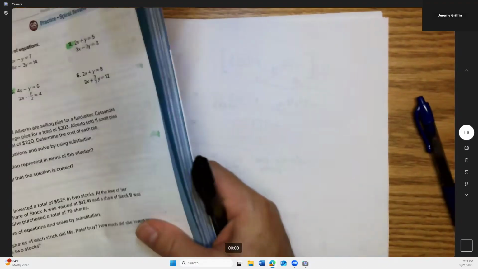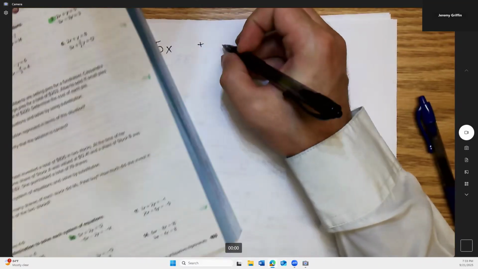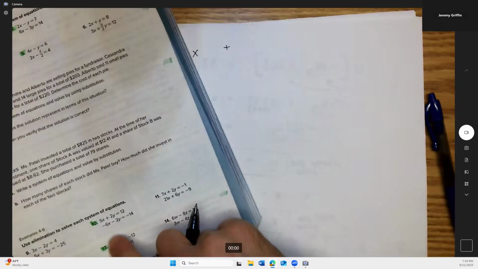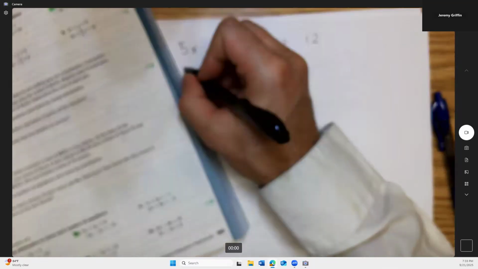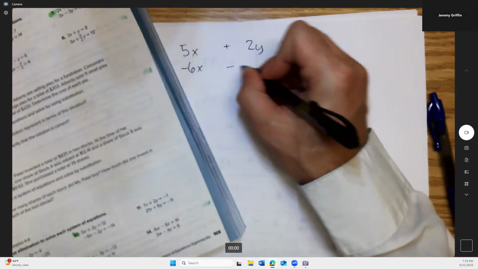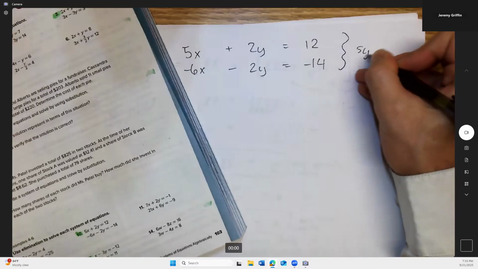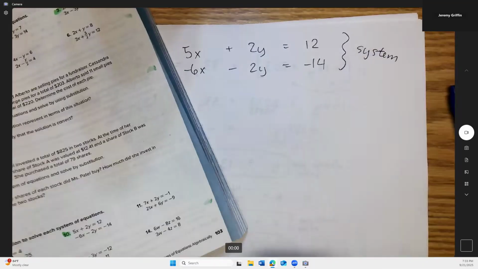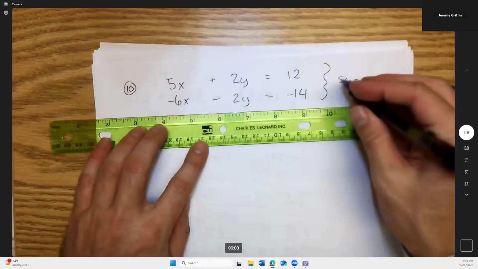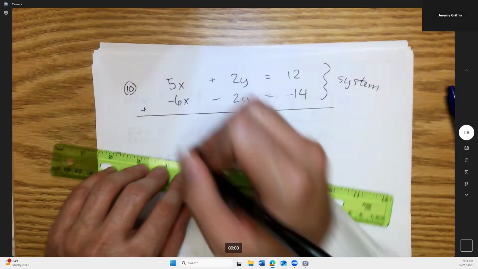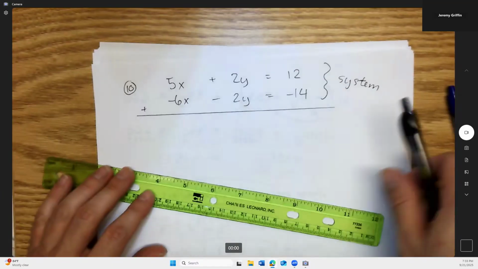Let's find out. Number 10: 5x plus 2y is 12, and then negative 6x minus 2y equals negative 14. Here's my system. If I just saw this in the wild, I would use elimination anyway, because it's set up to very conveniently solve it that way. Watch this. If I just very simply add the equations together, what happens to the y terms? They just immediately go away.